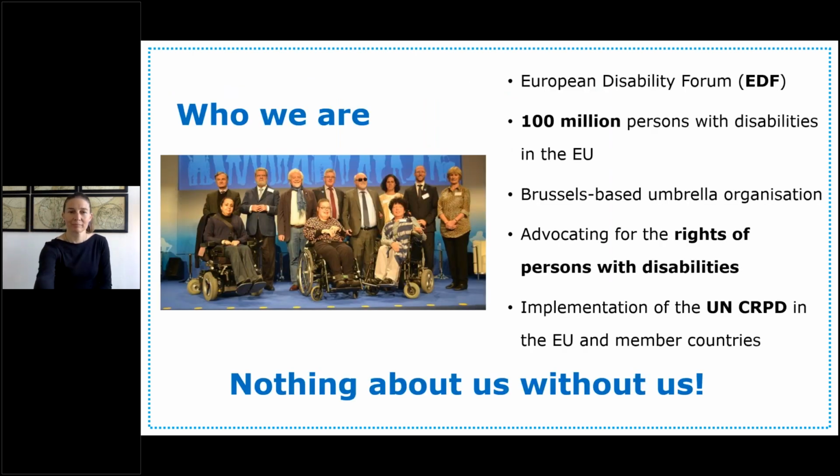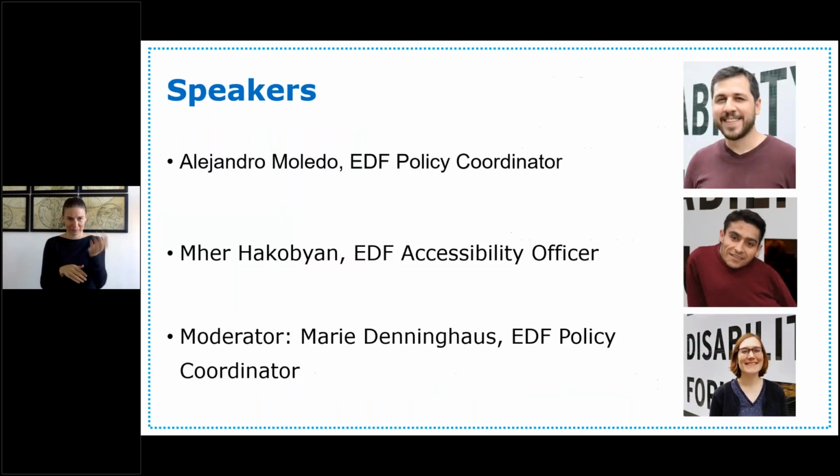A general introduction: who is EDF? Most of you probably know, but we are the European Disability Forum with over 100 member organizations, and we represent around 100 million persons with disabilities in the EU, which means all kinds of different disabilities. We are based in Brussels, and our main task is advocating for the rights of persons with disabilities and implementing the UN Convention on the Rights of Persons with Disabilities in the EU and the member states. Here you also have a picture of our executive committee, which you can see on the left side of the slide.